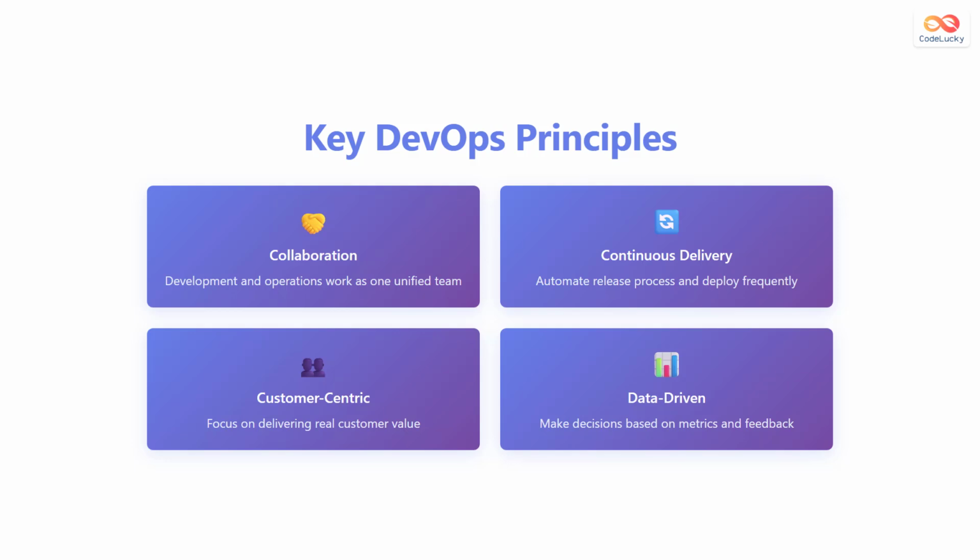Third is customer-centric approach, where the primary focus is on delivering real customer value rather than just features. Fourth is data-driven decision-making, where teams make decisions based on metrics and feedback from production environments rather than assumptions. These principles form the foundation of successful DevOps implementation.